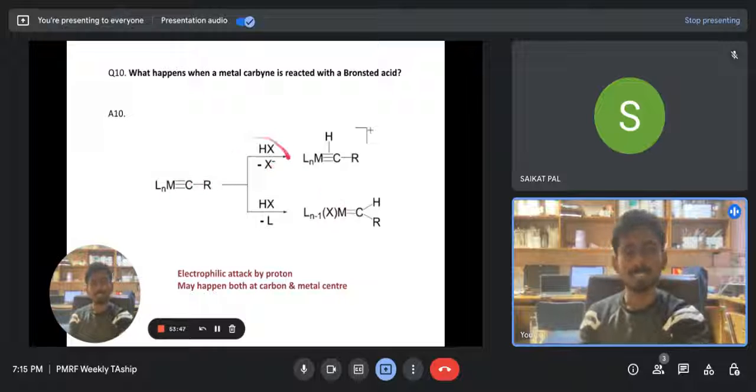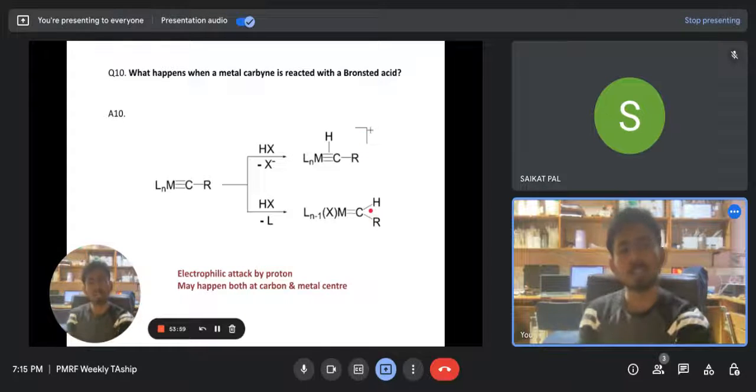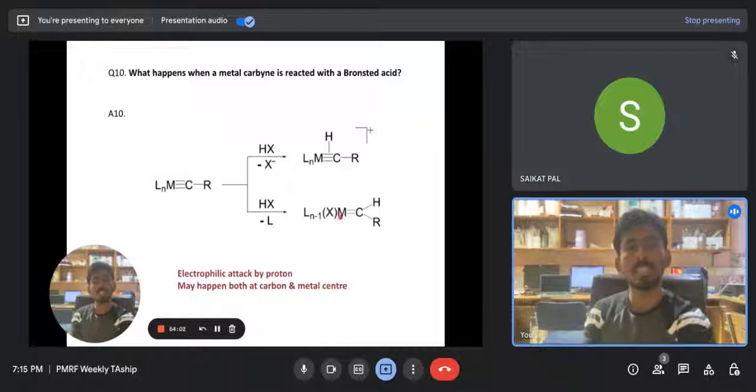And also in such cases, if we protonate this, the X minus can be liberated, and also this H can interact with the M triple bond C, making this a positively charged complex. So this protonation can happen both at the metal center and also at the carbon center.